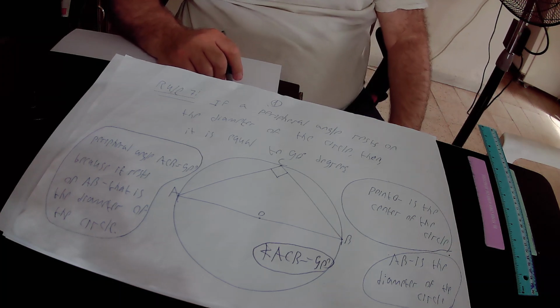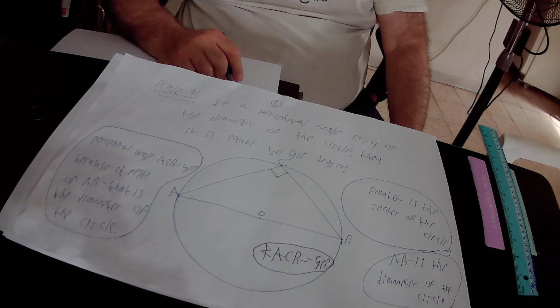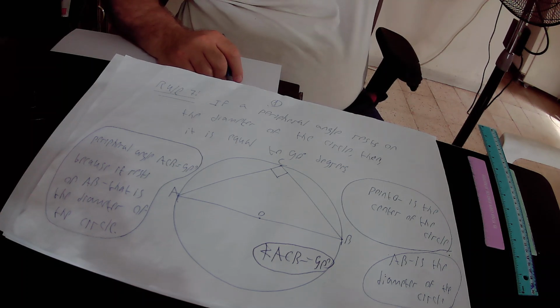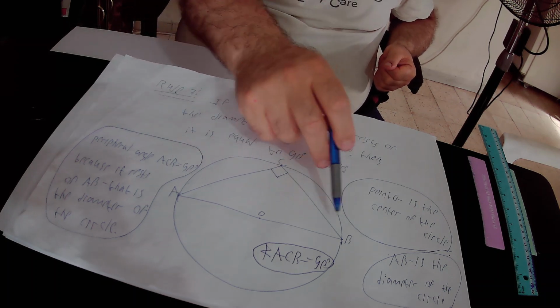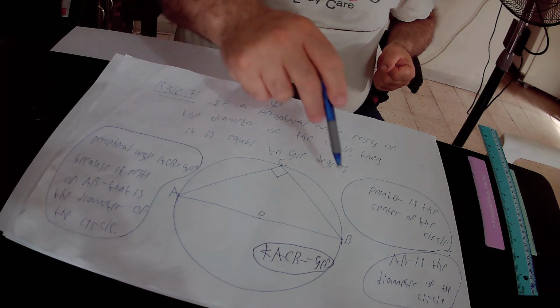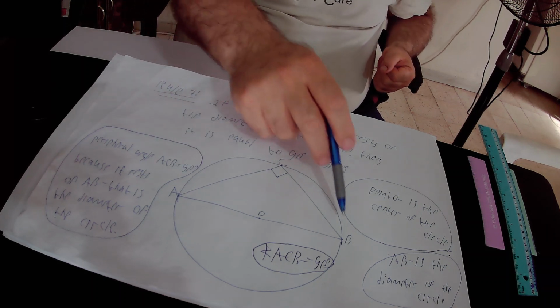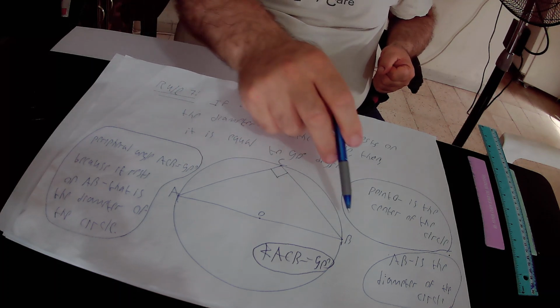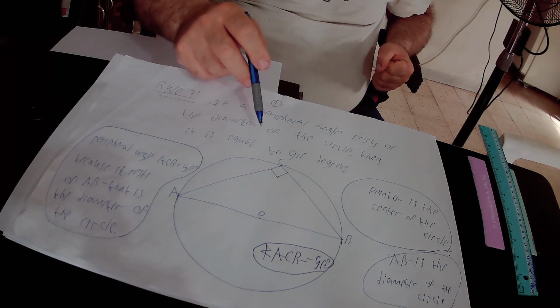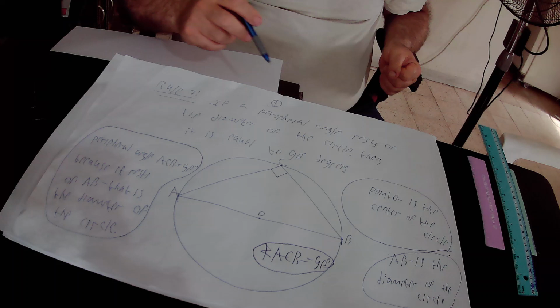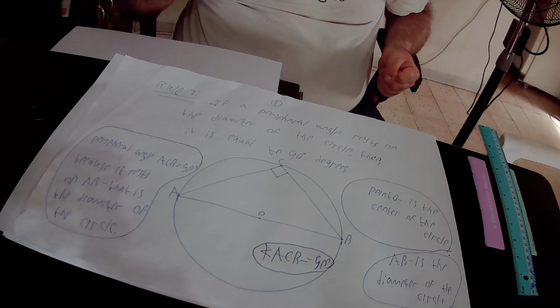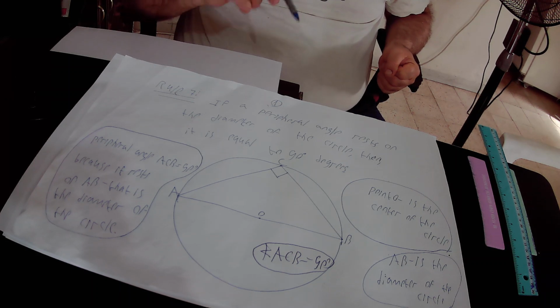According to rule 7, if a peripheral angle subtends on the diameter of the circle, then it is equal to 90 degrees in size. So in the drawing we have a circle, and this is line segment AB, that is the diameter of this circle, and we have here peripheral angle ACB, that is subtended on AB, the diameter of this circle, and therefore peripheral angle ACB equals 90 degrees. Whenever we have a peripheral angle subtended on the diameter of the circle, it must be equal to 90 degrees.